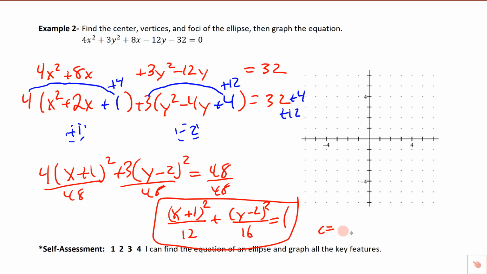Okay. So the center is going to be at negative 1 comma 2. So there's our center. In the x direction, we're going to go radical 12. Okay? So I'll write it properly. This is going to be b squared equals 12. So that means b equals 2 radical 3. We okay with that? So that's a little bit more than 3. So in the x direction, we're going to go a little bit more than 3, and I'm going to put a dot there and a dot there. Then I'm going to go in the y direction, square root of 16, so we're going to go 4. So I go up to here, and I go down to here.